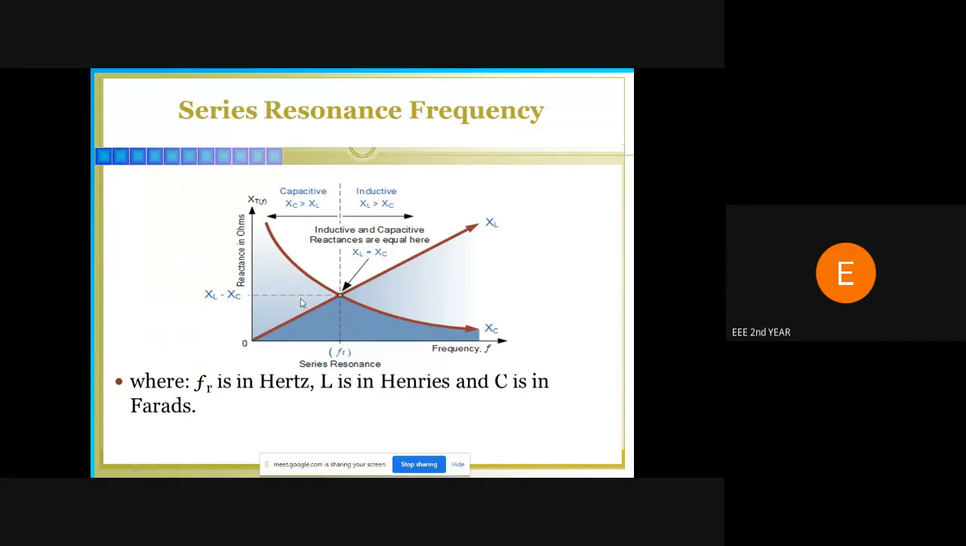Before the resonant point, the circuit behaves as capacitive, and after the resonant point, the circuit behaves as inductive. Before resonance, XC is greater than XL, so the circuit behaves as a capacitive circuit. After resonance, XL is greater than XC, and at that time the circuit behaves as an inductive circuit.